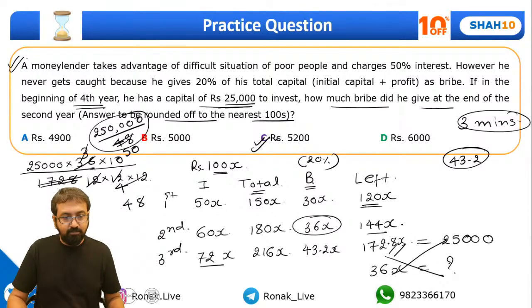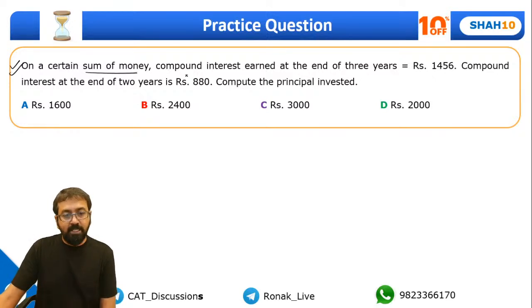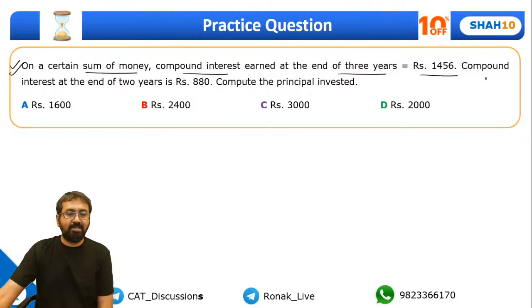Fine. Let's take one more question. Try for this, everyone, and type your answer in the comment section quickly. On a certain sum of money, compound interest earned at the end of 3 years is equal to 1456. Compound interest at the end of 2 years is this one. Compute the principal invested.